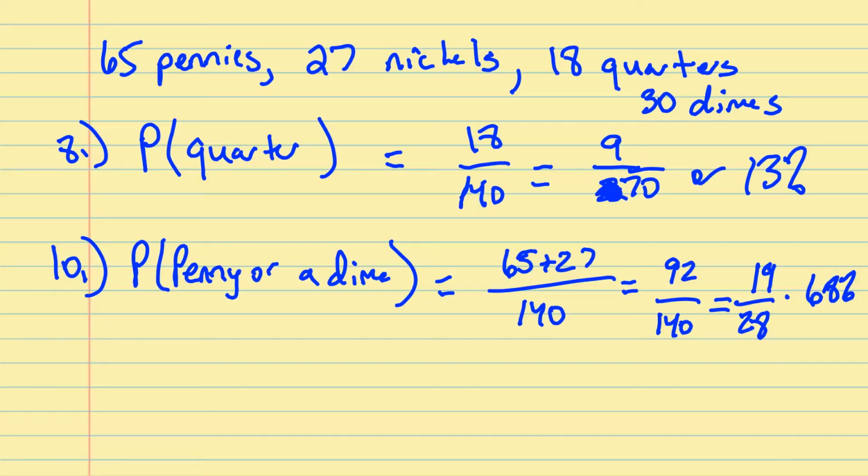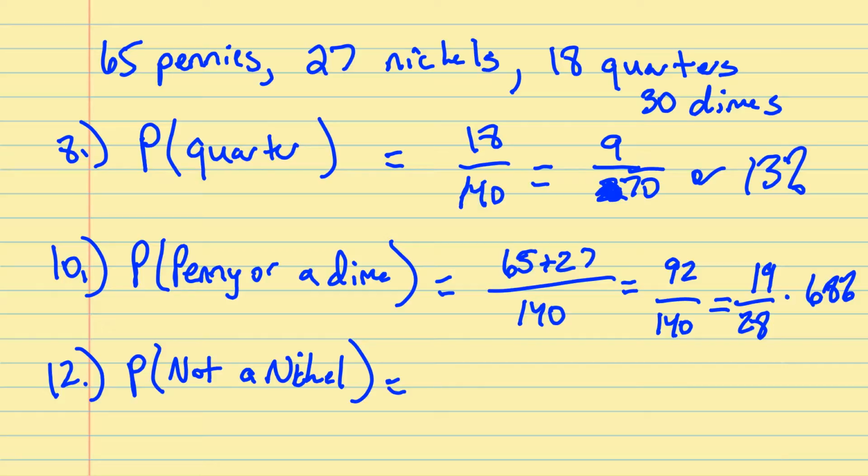Alright, that's it. 12. The probability of not a nickel is going to be 27 over 140, which is going to be about 19%.